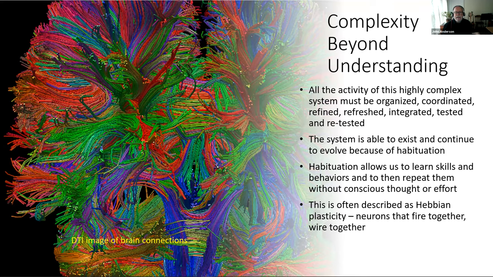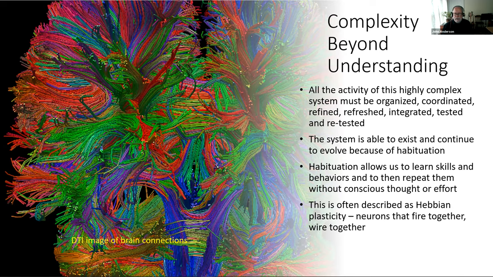Now, one of the ways that this system is able to exist, because of the complexity, is that it needs something that'll allow it to function on a sort of automatic process, kind of an autopilot, if you will, and that's habituation. We've been studying habituation for many decades, and it's often called Hebbian plasticity because of the originator of the concept, Hebb. And one of the comments was, neurons that fire together wire together.